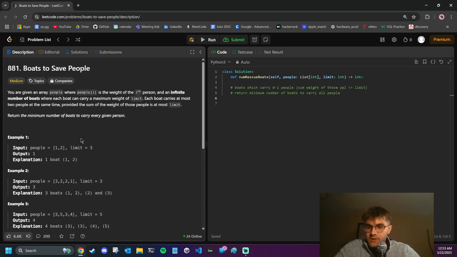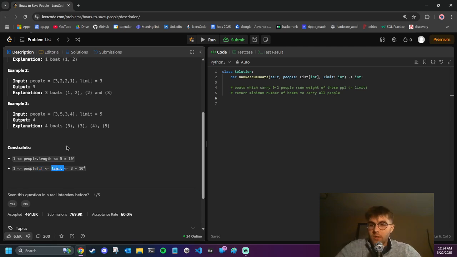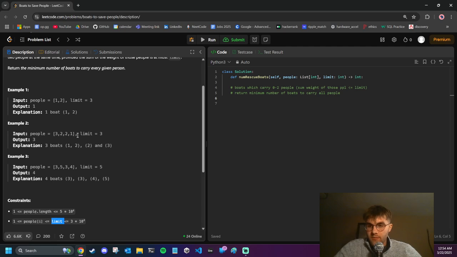Now, my question is, what if we have a person whose weight is higher than the limit? Then that would not be possible. So this here addresses it. Every person's weight must be less than or equal to the limit, so it is impossible to have a weight higher than the limit.